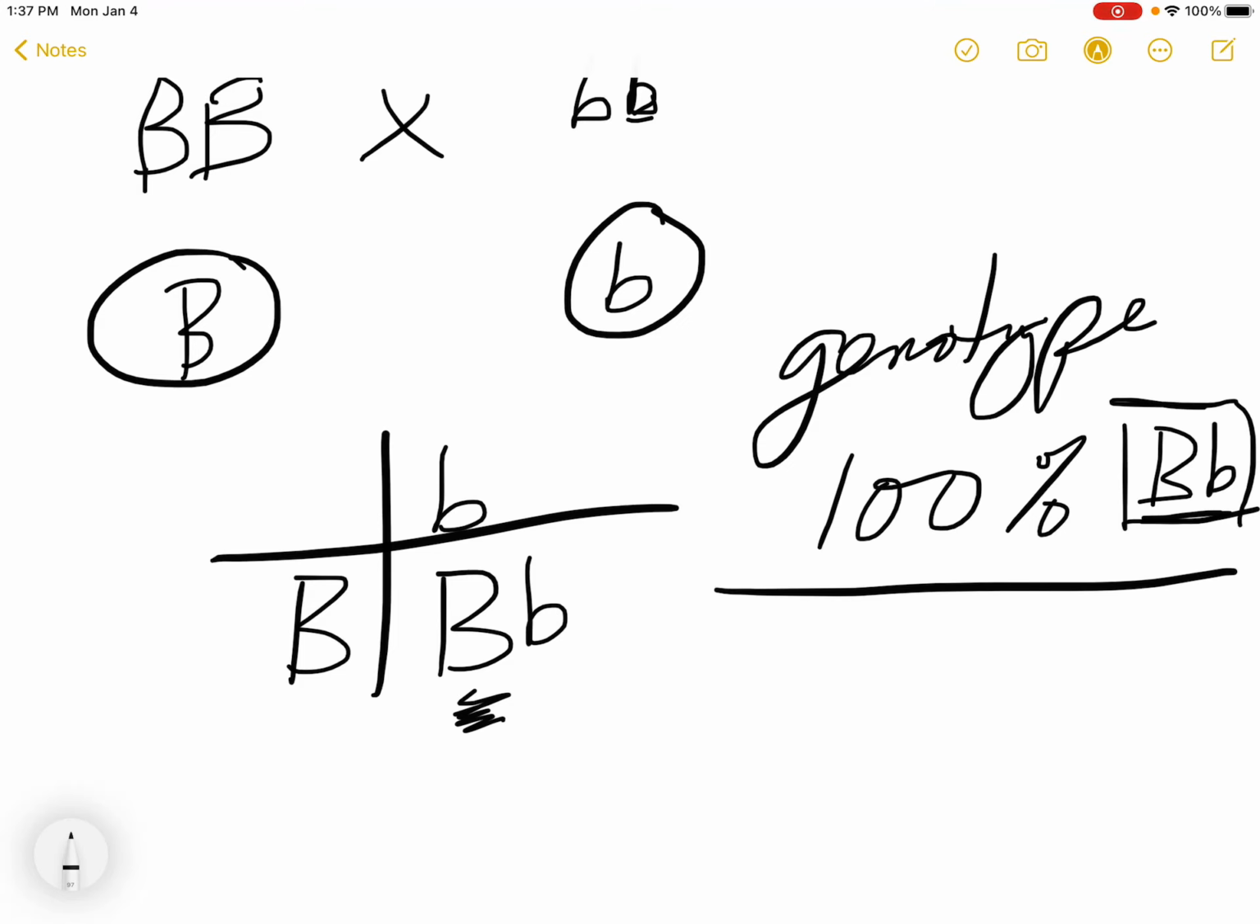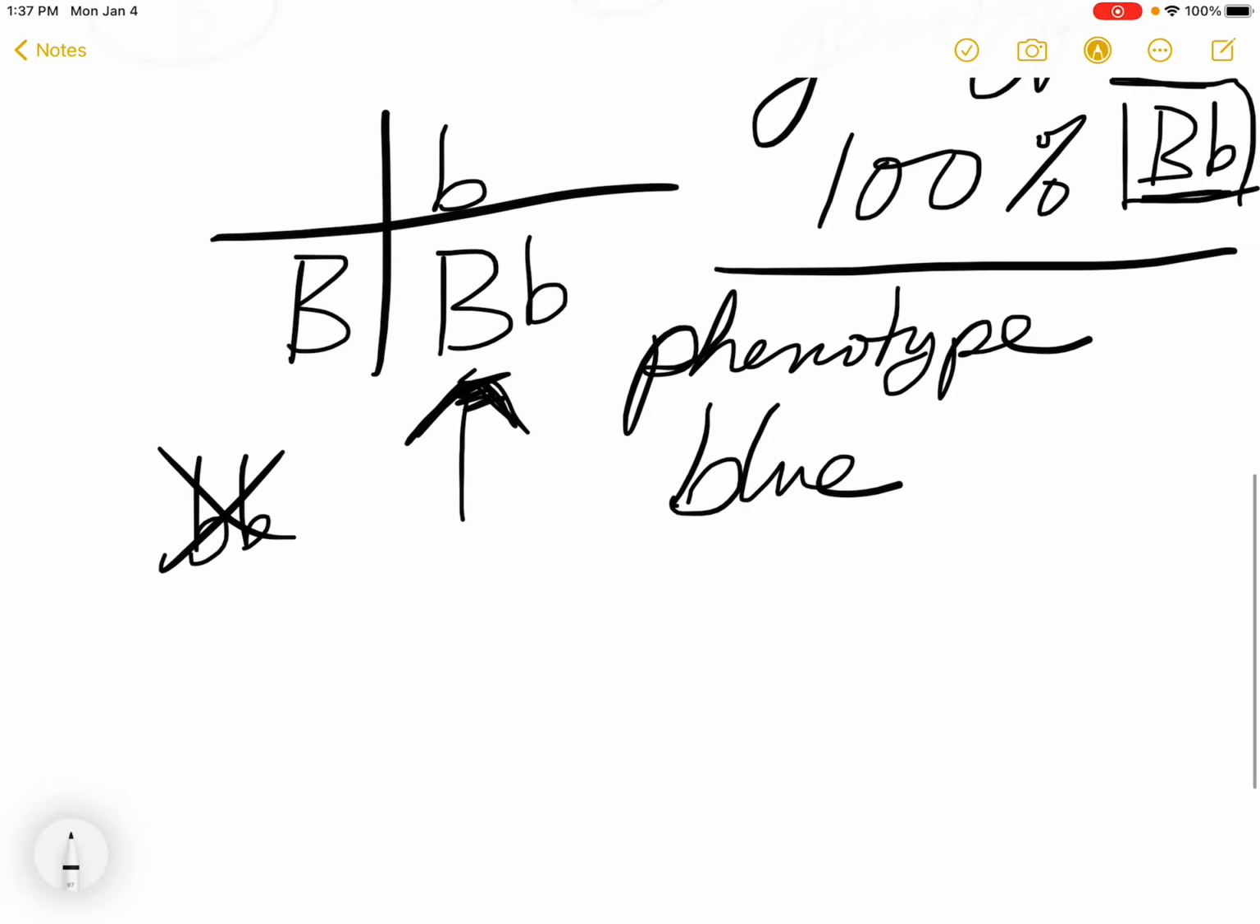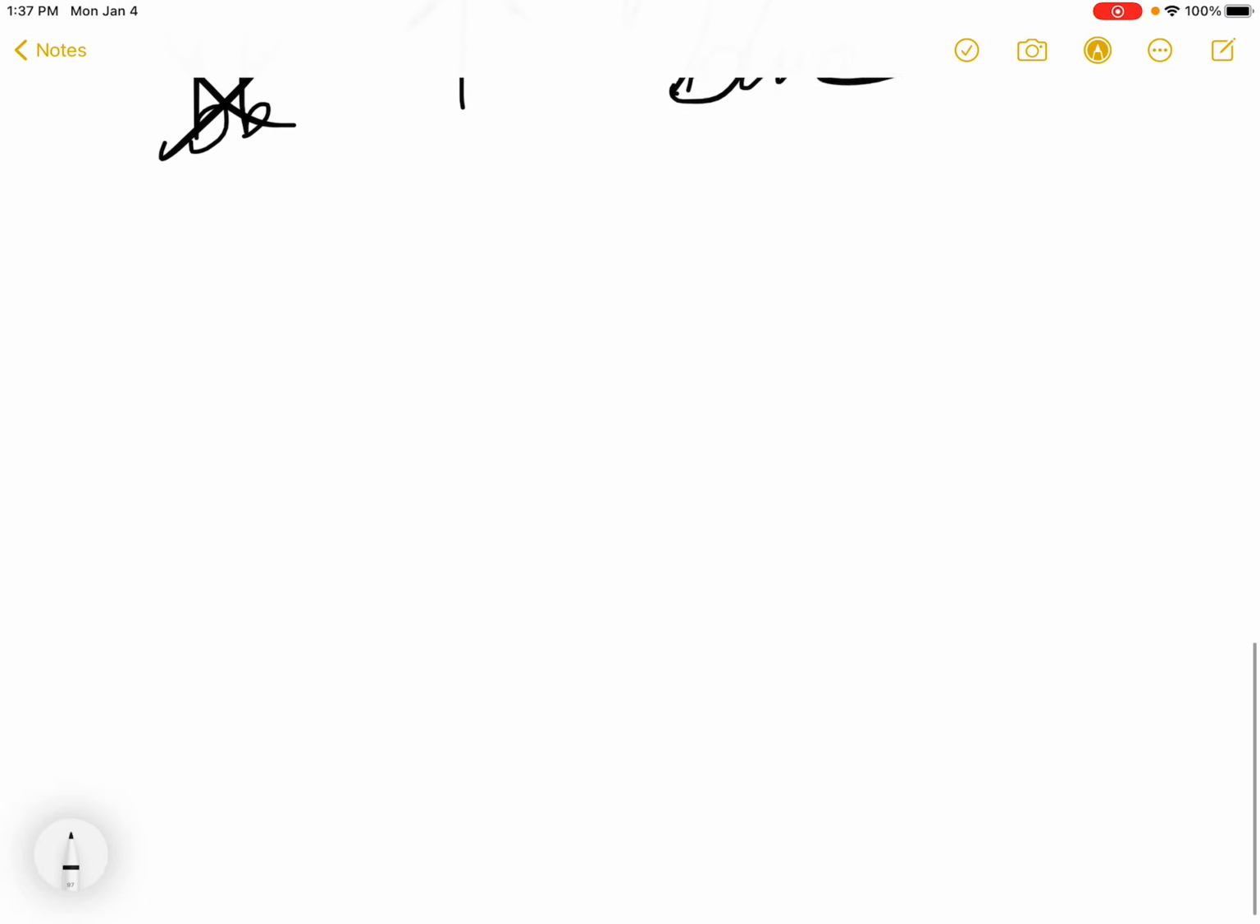The phenotype is what it looks like. That's where the blue comes in. And of course, all of these babies, no matter what, are all going to be looking blue because of the dominant allele that masks the recessive small b. The only way you could get yellow, remember, is with 2 small b's, and there's no way you can get that in this cross. So that's how A works. So that's a simple monohybrid cross.